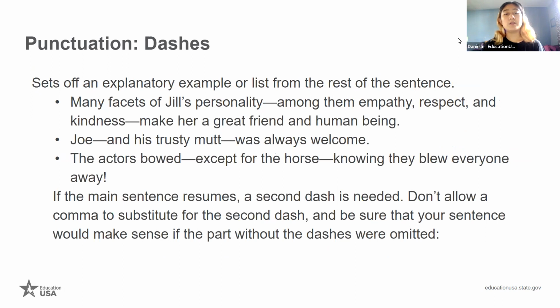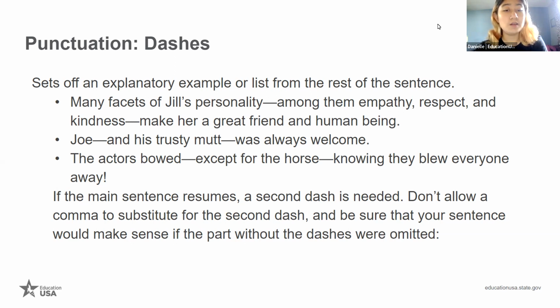Dashes. Oh my gosh, I love dashes. All I do is write in dashes because I love them so much. Okay, guys, so why do you use dashes? It sets off an explanatory example or list from the rest of the sentence. So, first one: Many facets of Jill's personality, among them empathy, respect, and kindness, make her a great friend and a human being. Okay, cool.